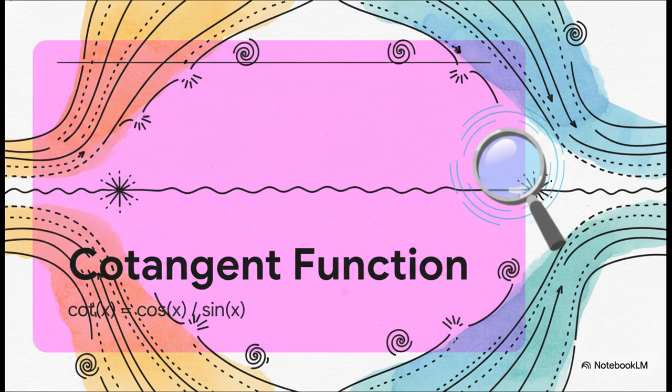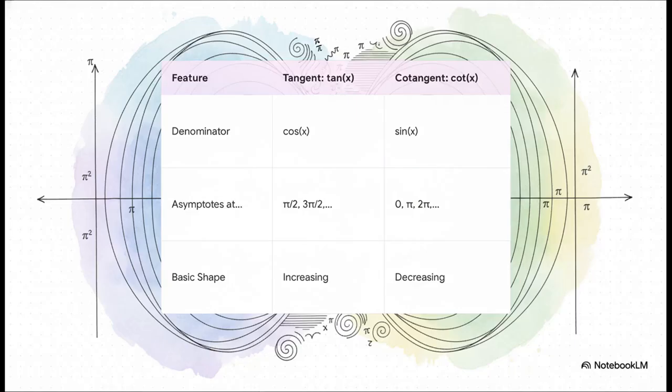The new weak spot isn't cosine anymore. Now, this function breaks whenever its new denominator, sine of x, is 0. This table lays it all out pretty clearly. Since their denominators are swapped, their walls are in totally different spots. Tangent has walls where cosine is 0, but cotangent's walls show up where sine is 0, at 0, pi, 2 pi, and so on. And check out their shapes. They're mirror images. Tangent is always climbing uphill, while cotangent is always sliding down.